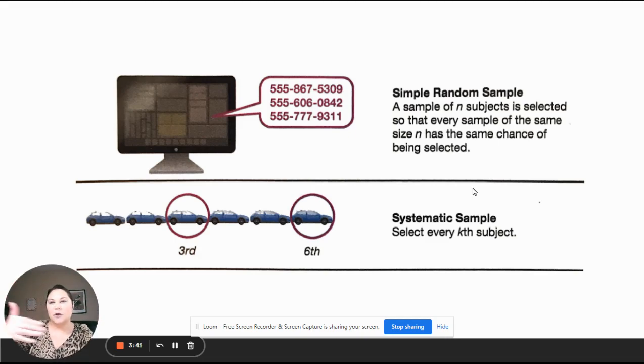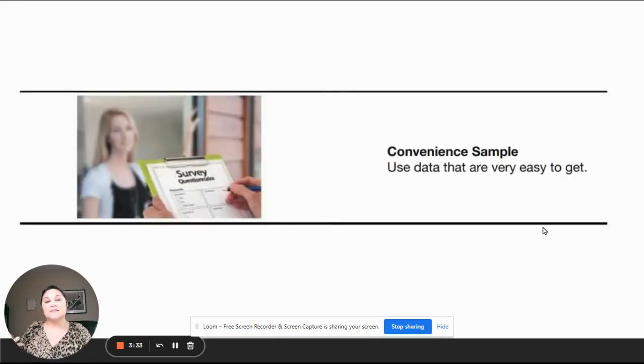You see this idea of cars. If you're thinking of a gate or something that every car has to pass through, you could stand at that gate and ask every fifth person. It's not completely random, but what it does is ensure that you're getting a little bit of everyone in the population. A convenient sample is exactly that.